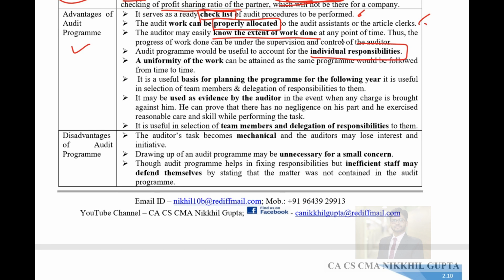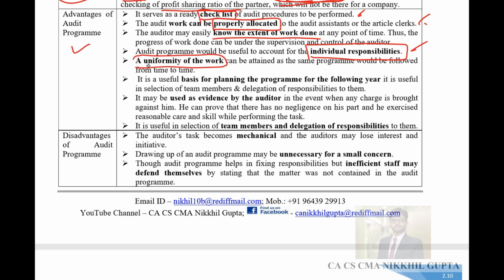Then it is good to fix individual responsibilities, because if some work is not done, then you know who had to do that work and you know whom to blame. So to fix an individual's responsibility, to fix who has not done his work properly, you use the audit program.